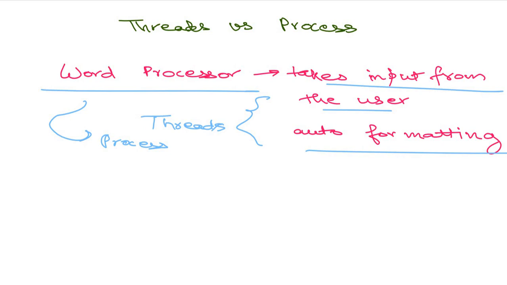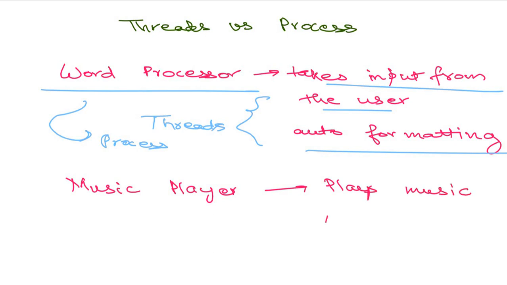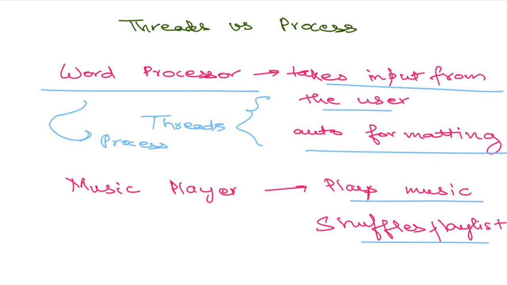Similarly, let's talk about an example of a music player or VLC. Now in that, first of all, it plays music and it shuffles the playlist as well. So it's doing both of them together. So playing music and shuffling the playlist are threads, whereas this music player running is a process.